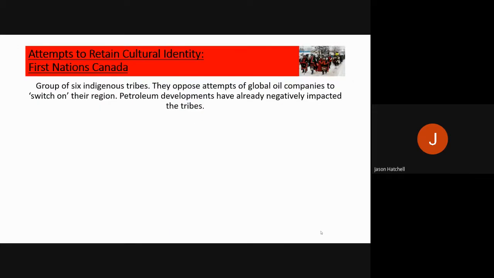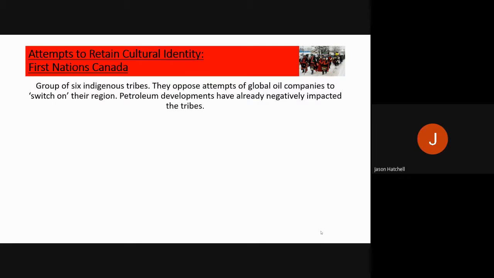We have also seen attempts to try and retain cultural identity. So in EQ2, we looked at how cultural identity is important and how it can potentially be eroded. And this is a case study, which is the First Nations in Canada, as an example of how a group has tried to retain their cultural identity. So this is all about a group of 6 Indigenous tribes in rural Canada in the Northwest, opposing oil companies switching on their region, opposing the extraction of oil, the extraction of a resource, of course, that is mainly used to fulfill development and globalization goals.